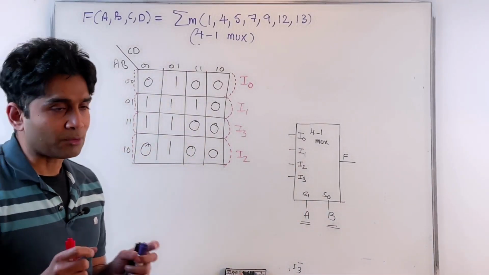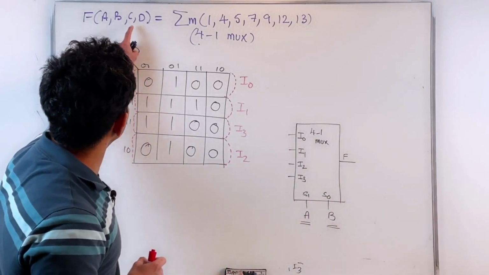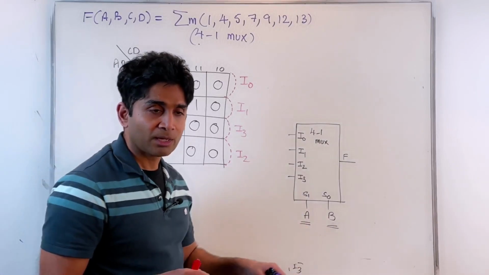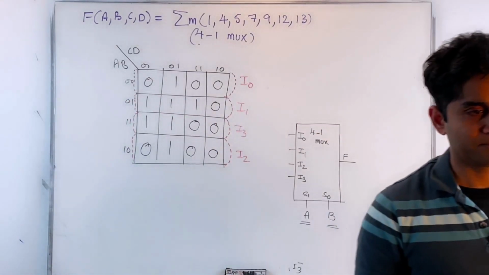Now, if I had chosen C and D as my selector inputs, how would I divide my K-map then?